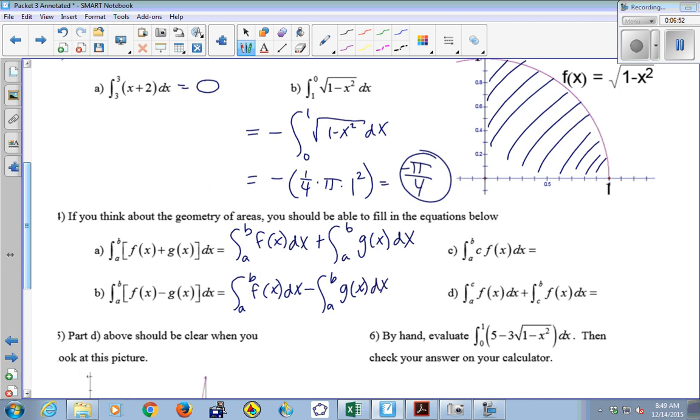Okay, so if you have a function f and you multiply it by c, that means you're going to multiply all the y values by some constant c, so you're going to stretch f. And then you find the area underneath it. That would be the same thing as finding the area underneath f and then multiplying it by c. So you can either stretch the function, then find the area underneath, or find the area under the function and then stretch that number.